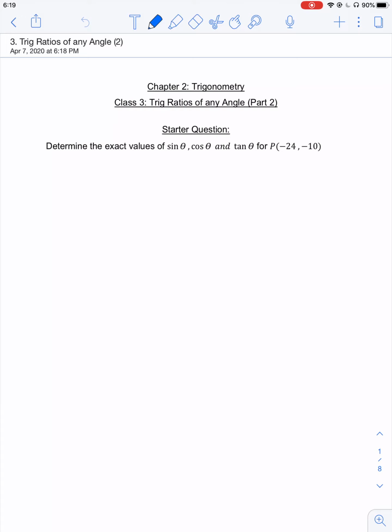So my starter question for today's class, right? I'm going to ask you to pause the video and do this question, which is based on yesterday's class. So hopefully you can get this done. And if I'm not mistaken, I think I've chosen this question from the textbook.